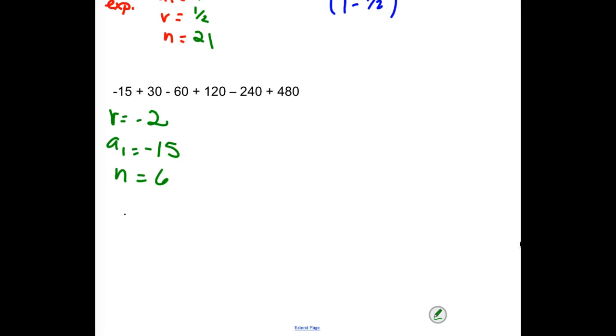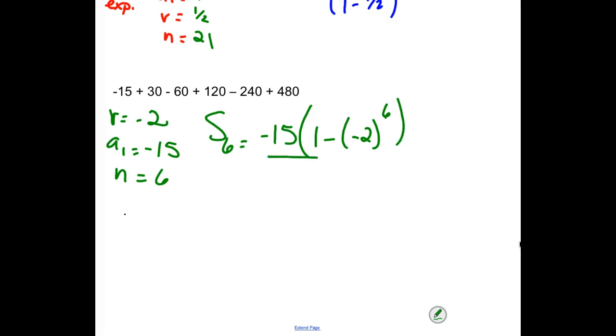If it is geometric, I expect you to use the formula. I do not want you grabbing your calculator and just typing in -15 plus 30 minus 60 plus 120. I want you to use the formula. So summing 6 numbers, our first term was -15 times 1 minus our r value to the 6th power, all divided by 1 minus r.